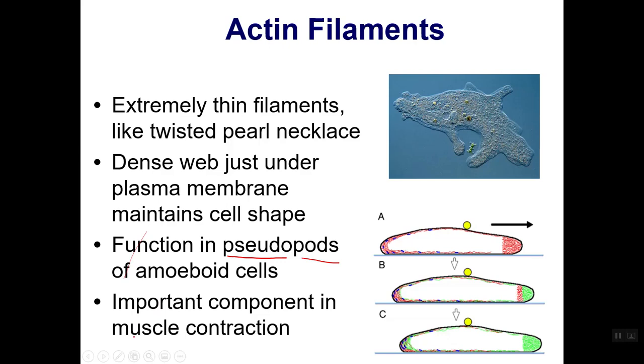So our muscle filaments are made up of actin and myosin, and they basically, to make a long story short, slide across one another to shorten the muscle to produce force.